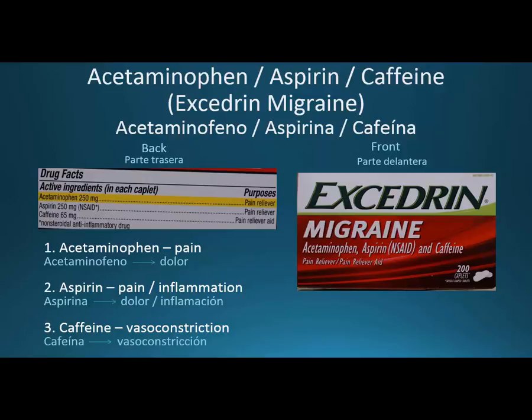Aspirin is for pain and inflammation. Aspirina es para el dolor e inflamación. And then caffeine is for vasoconstriction. Cafeína es para la vasoconstricción. Y los tres ayuda con dolor de cabeza, or headache.